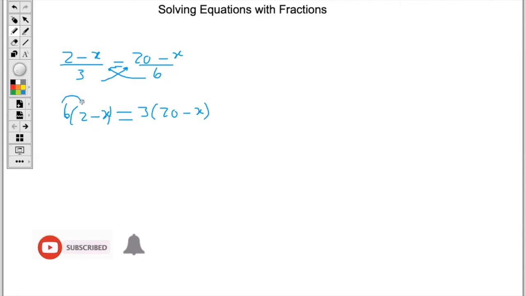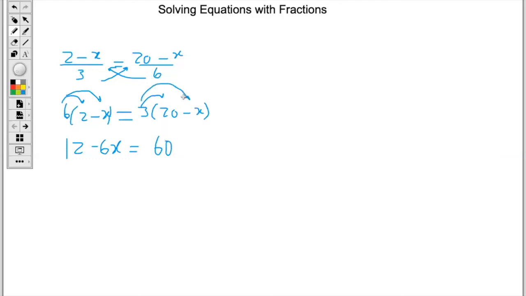Then we distribute the 6 within the bracket. So 6 times 2, then 6 times minus x. So 6 times 2 is 12. 6 times minus x, that's minus 6x. Then we're going to multiply 3 times 20, which is 60. And 3 times minus x, that is minus 3x.